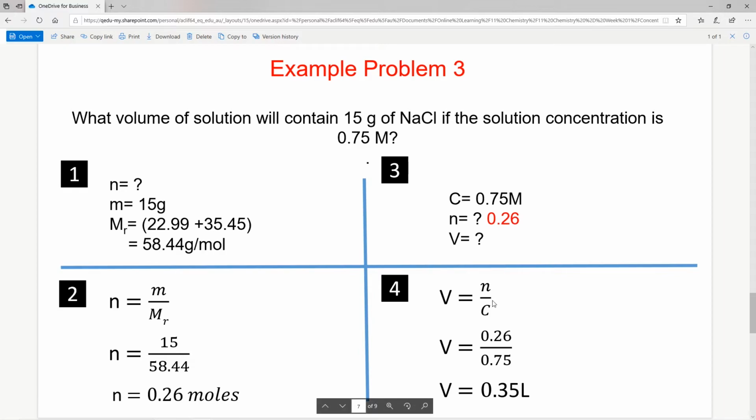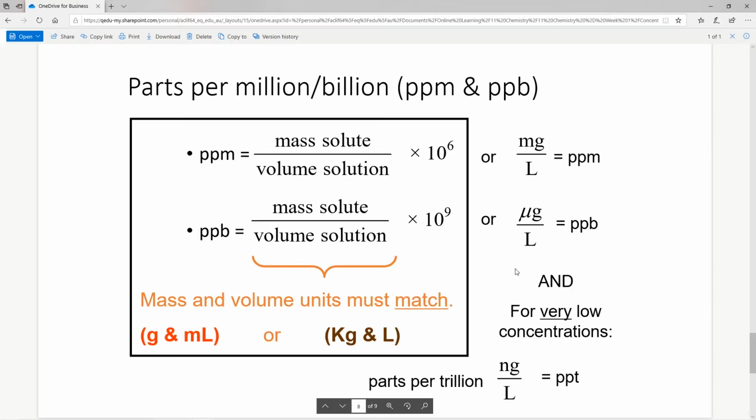So volume is just number of moles divided by concentration, so we just input all that information in, and it tells us that the volume is going to be 0.35 liters or 350 milliliters. So that is another example of a different variation of the equation. I hope that all of this is making sense. So again, copy this down, make sure you understand it, and let's move on.